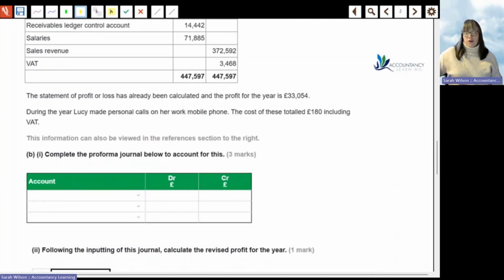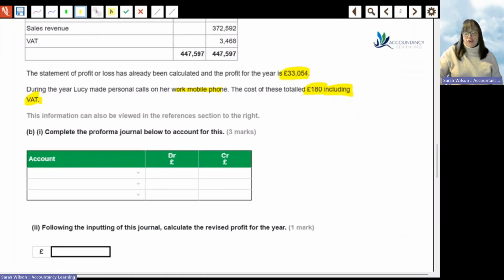The statement of profit or loss has already been calculated and the profit for the year is £33,054. And we're told that during the year, Lucy made personal calls on her work mobile phone. The cost of these totalled 180, including VAT, so VAT inclusive. In your exam, you can bring this up on the right-hand side by clicking on the reference box so that you can have question and answer next to each other.